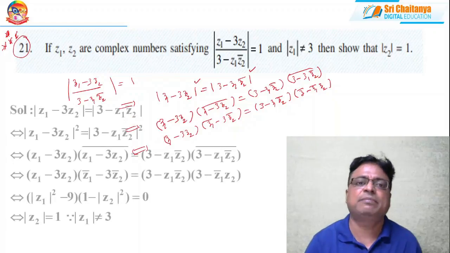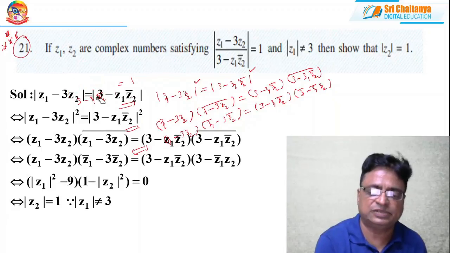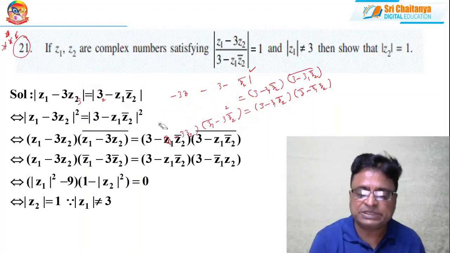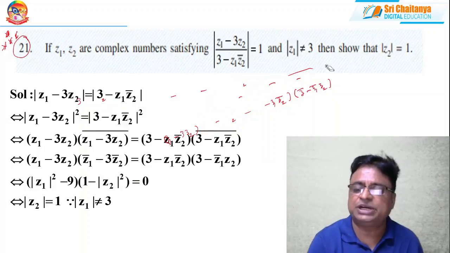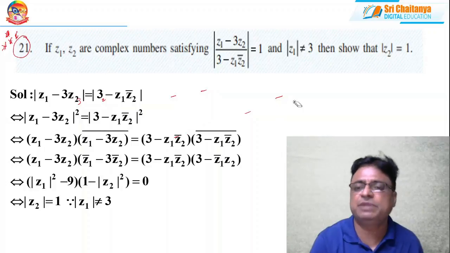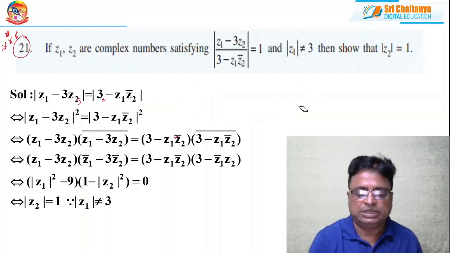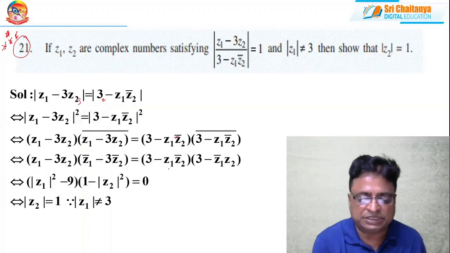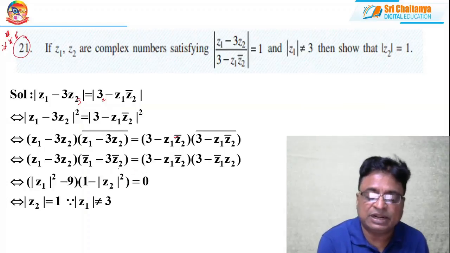The same thing I am providing in the form of a detailed solution like this. Here, expressing mod Z whole square as Z Z bar, that is the important technique. Rest of all other things is algebra only. After writing Z bar and after multiplication of these things, several terms will cancel, and you will get the factorization.